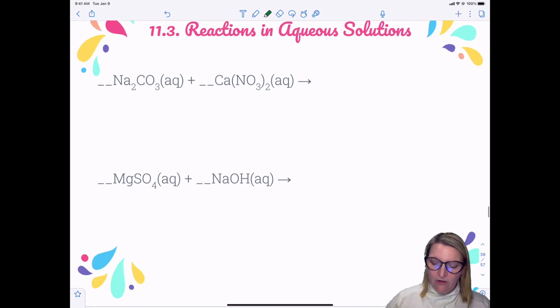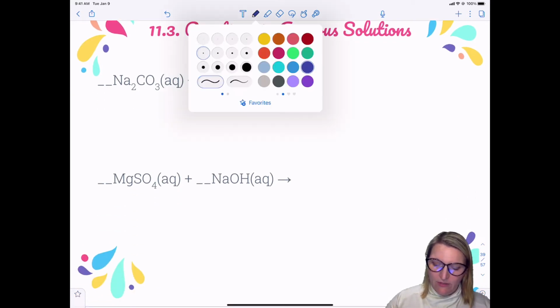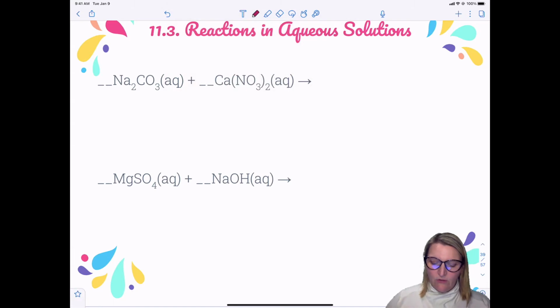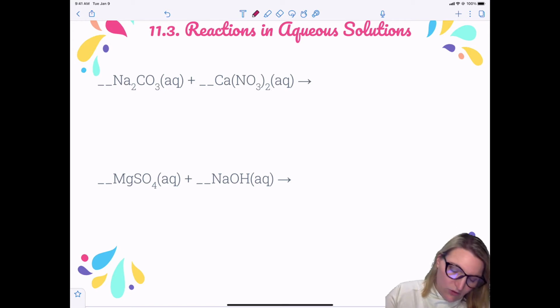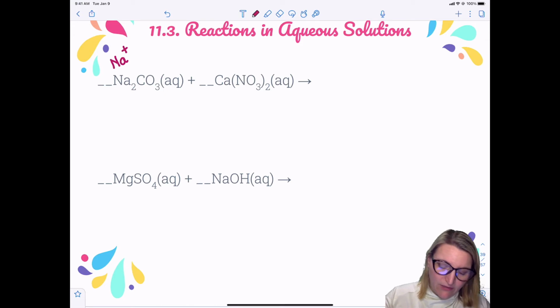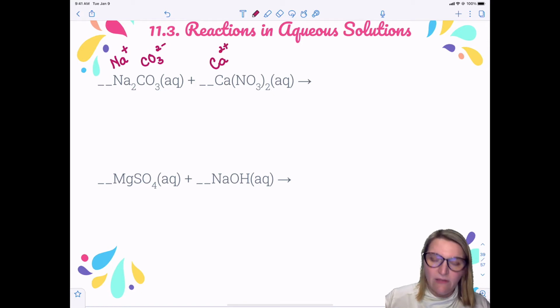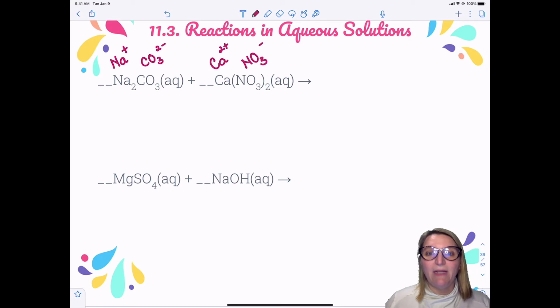So if I take a look at these couple of examples here, right? Sodium carbonate and calcium nitrate. So first of all, we've got to think what ions make up these. So sodium has a +1 charge. I know that from the periodic table. Carbonate is one of those polyatomic ions that I've memorized. Calcium is 2+, again, from the periodic table. And nitrate is NO3-. Again, I've memorized that polyatomic ion.